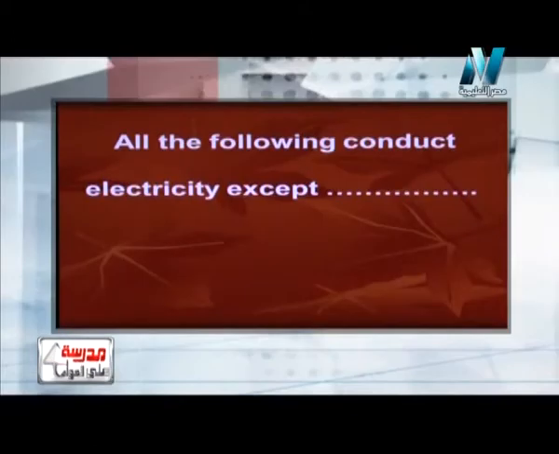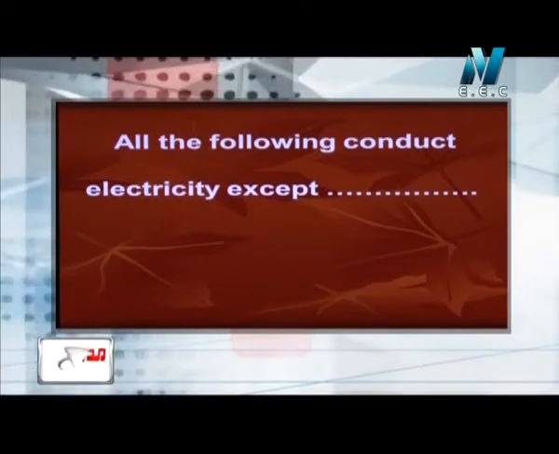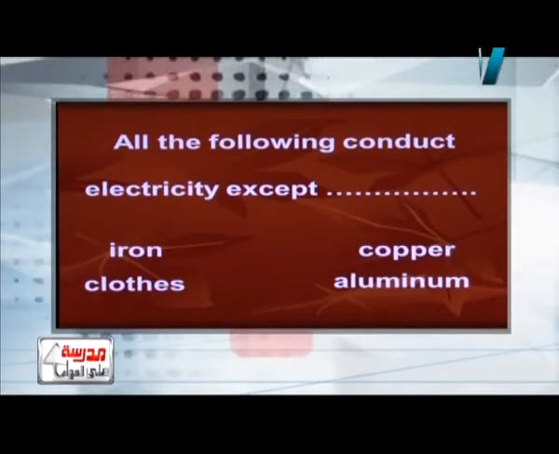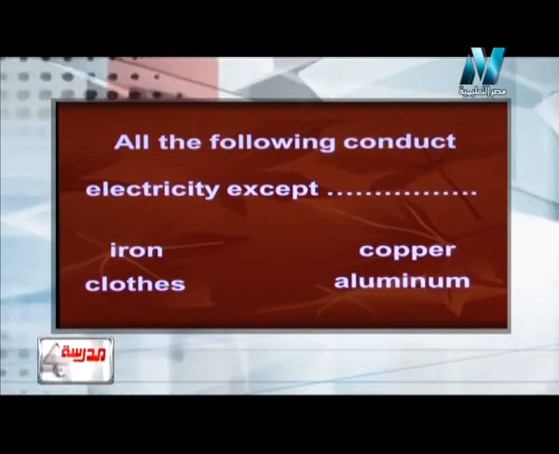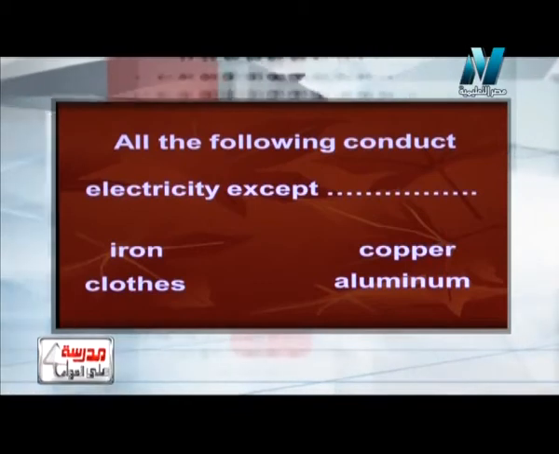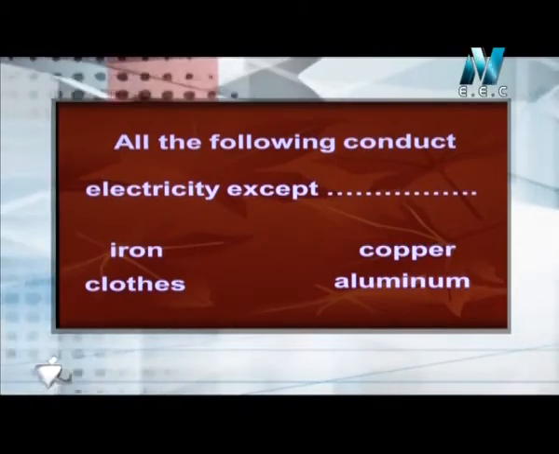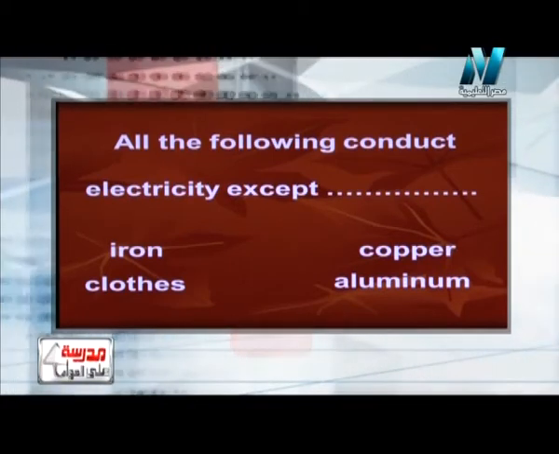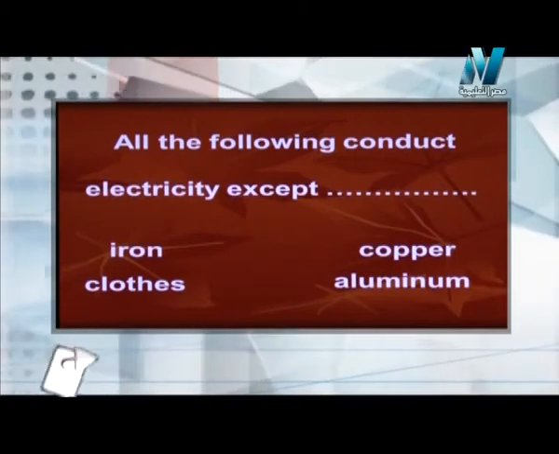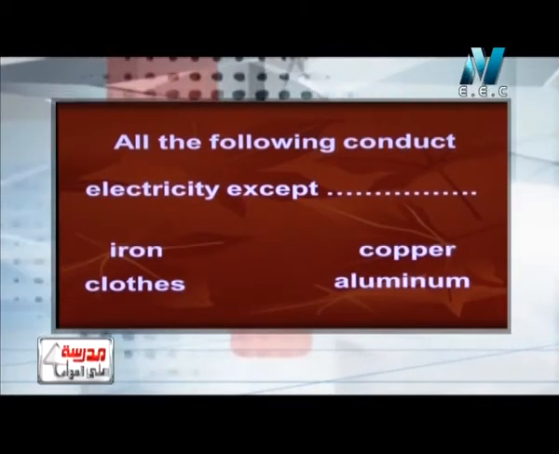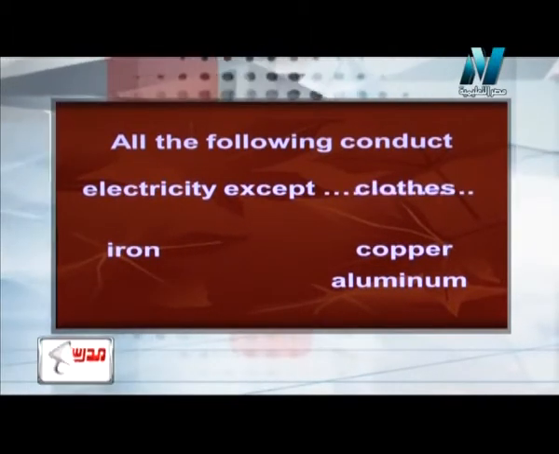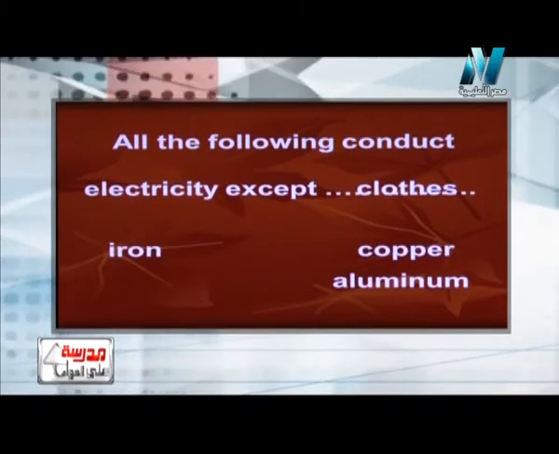Another question says: all the following conduct electricity except iron, copper, cloth, aluminium. We know that iron, copper, and aluminium are metals, and all metals conduct electricity, even mercury itself conducts electricity. So the answer will be the cloth. The cloth is the only thing here that doesn't conduct electricity.